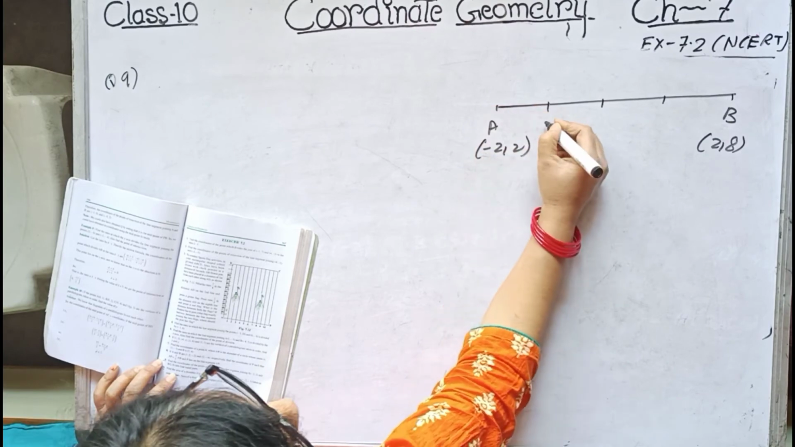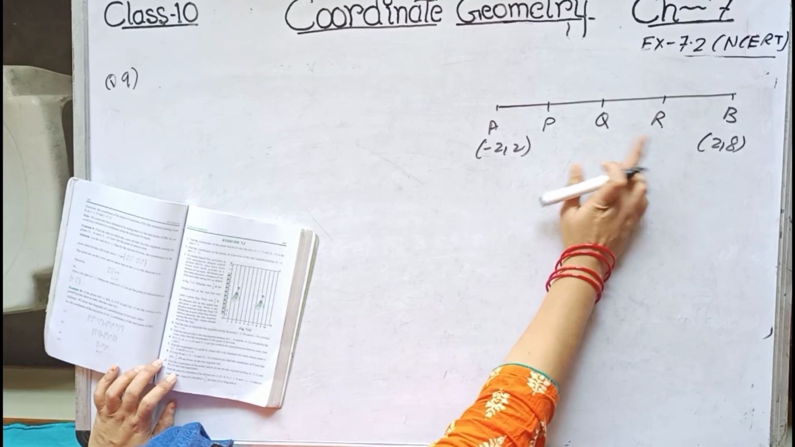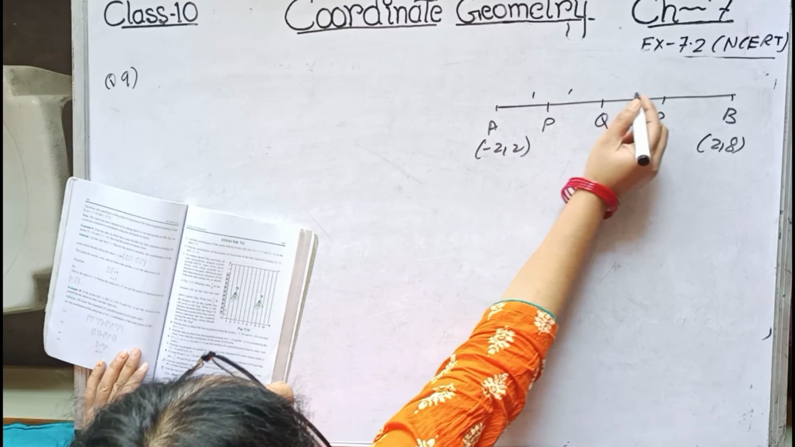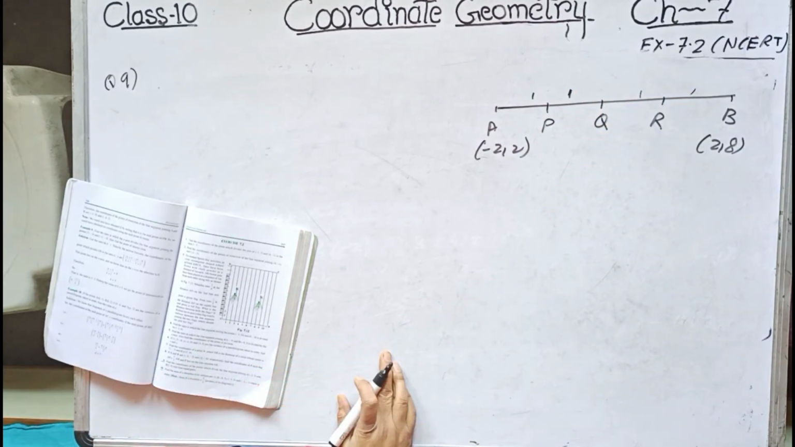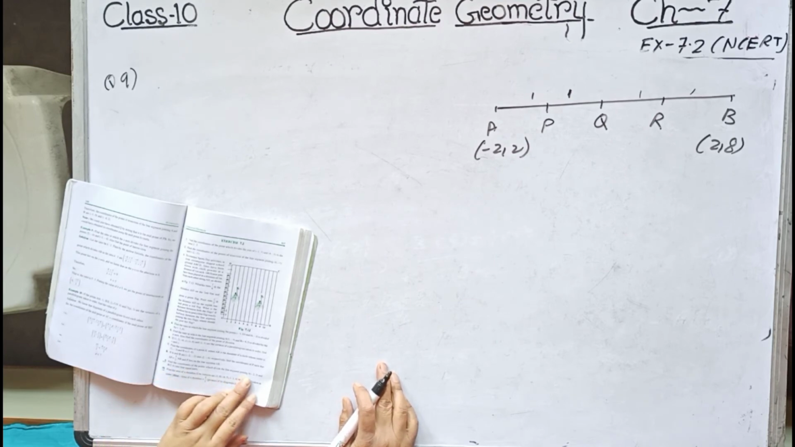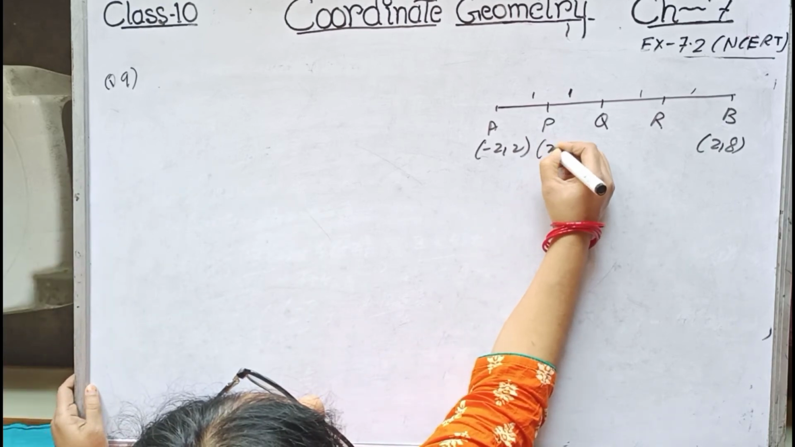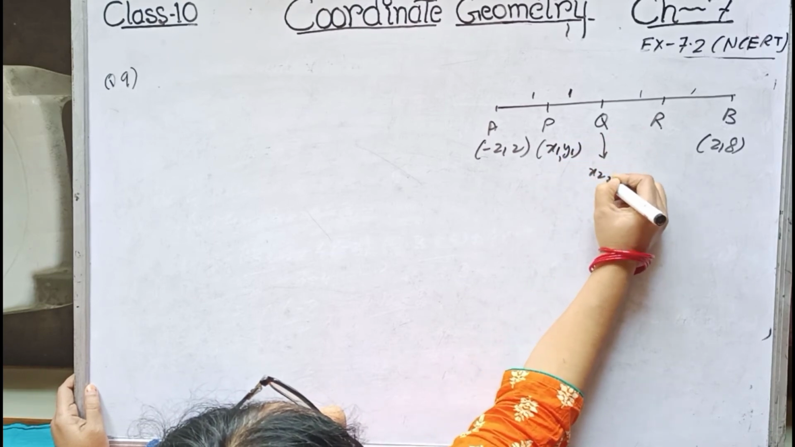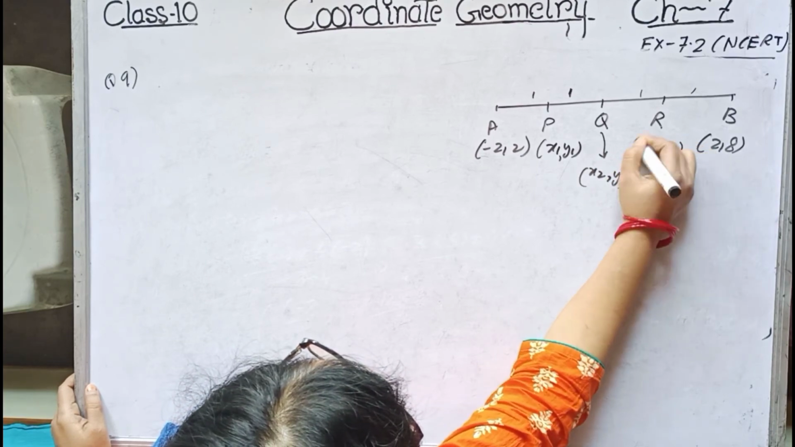Now see over here, if I name it P, Q, R, then the points P, Q and R are dividing AB in 4 equal parts. That is, this one is 1, 1, 1, 1, you can say. So AP is to PQ is to QR is to RB is equal to 1 is to 1 is to 1 is to 1. Now we have to find the coordinates of P, Q and R. So let the coordinate of P be (x1, y1), Q be (x2, y2) and R be (x3, y3).